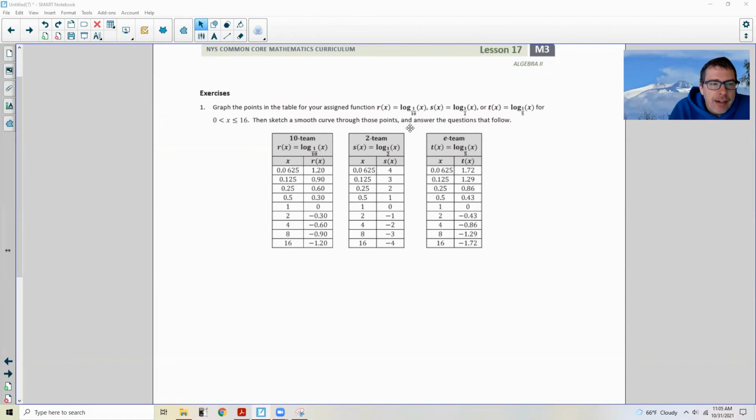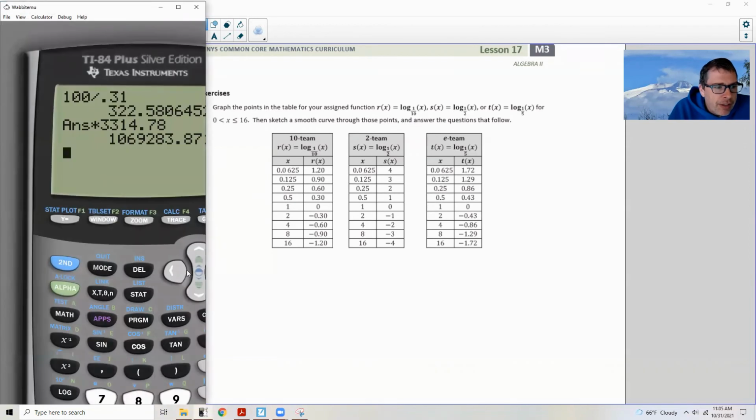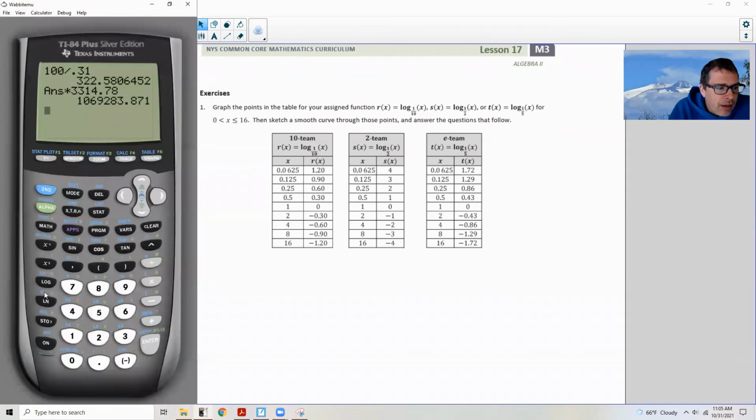So remember, we cannot take logs of 0 or negatives or 1. If I go in my calculator and take the log of a negative number, it gives me an error. If I take the log of 0, it gives me an error. And if I take the log of 1, the log of 1 is 0, and that is just going to be a constant function. So we don't want to take the log of 1 either. It's always 0.